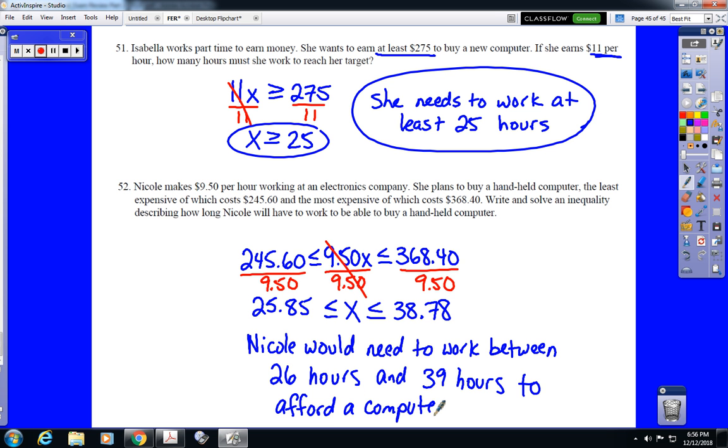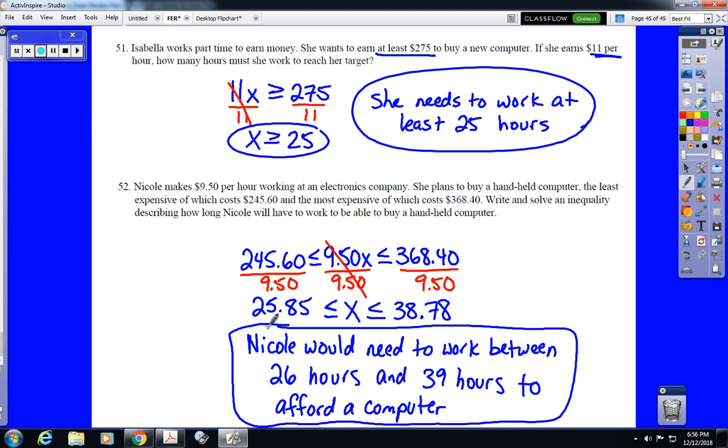Now again, I think you could get away with just answering the 26 hours, because once she breaks that bottom threshold, she can buy a handheld computer. Maybe not the best one, but she can buy one. That, I believe, finishes page 10.